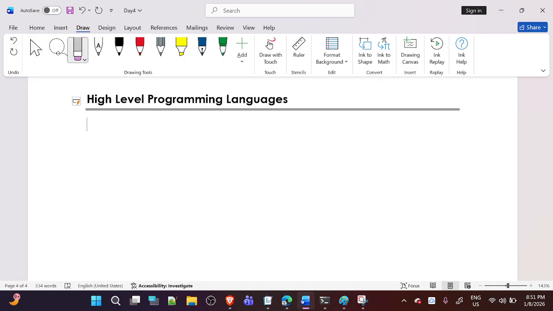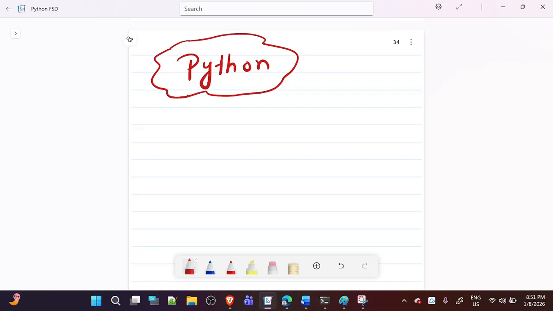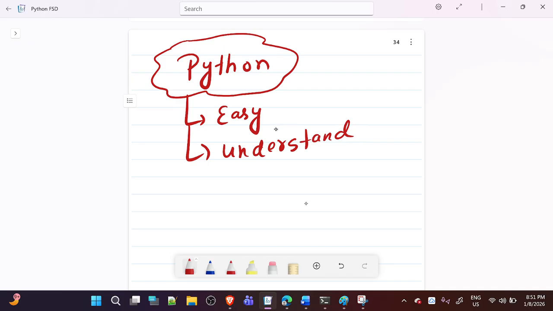Human understandable languages, or high level languages. Yes, that is correct. Okay, Python is what? An easy language. Why is Python popular? Python is easy to learn and easy to understand. Why is it easy to understand? Because it is in simple English, right?